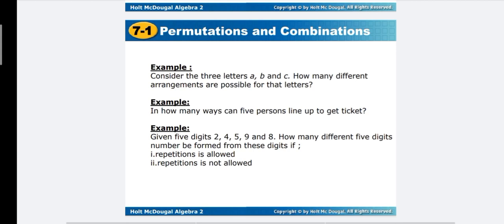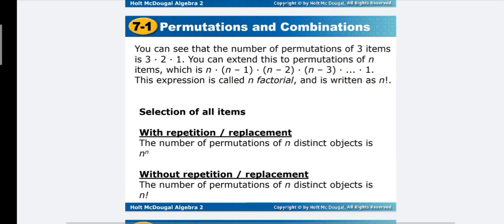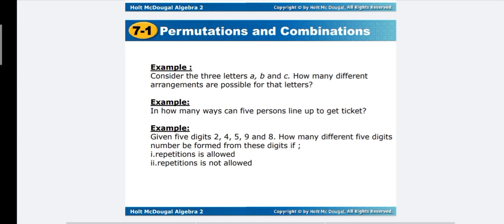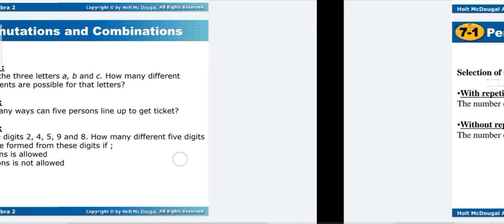If repetition is not allowed, so dia akan jadi 5 factorial, 5 multiply 4 multiply 3 multiply 2 multiply 1. Okay, so that one kalau condition yang selection of all items. Kita ada 3 item, let's say yang pertama tadi, kita ada 3, ABC, kita nak gunakan all the 3 items untuk buat arrangement. Okay, example yang kedua, kita ada 5 person, kita nak gunakan all the 5 persons to make the arrangement. Example yang ketiga, we have 5 digits and we want to form the 5-digit numbers. So kita gunakan kelima-lima digit number yang ada. Okay, itu untuk condition we use all the items from the objects.